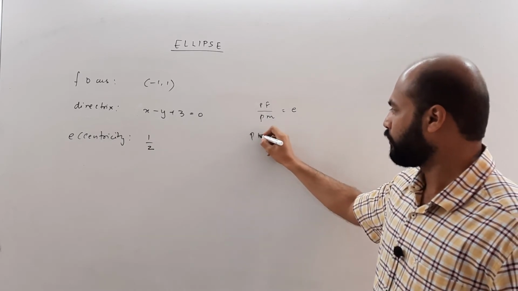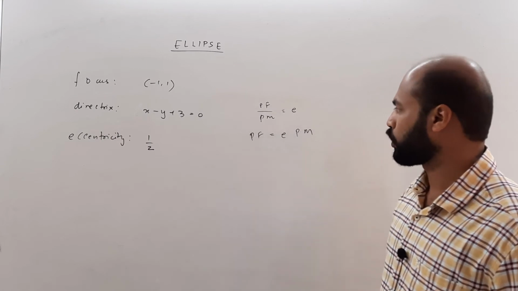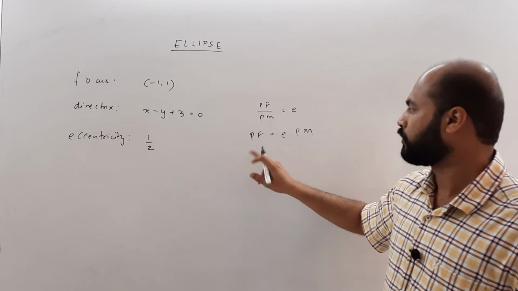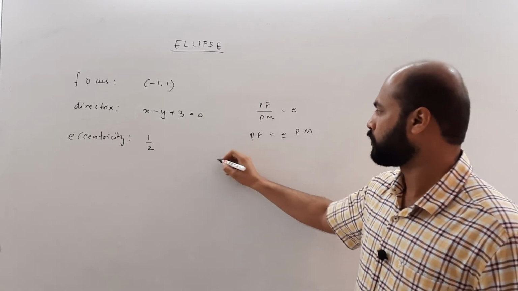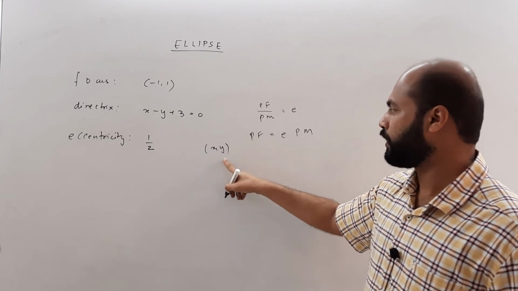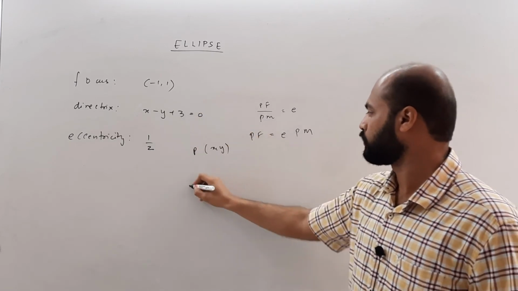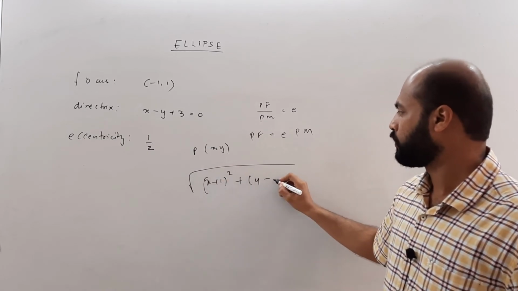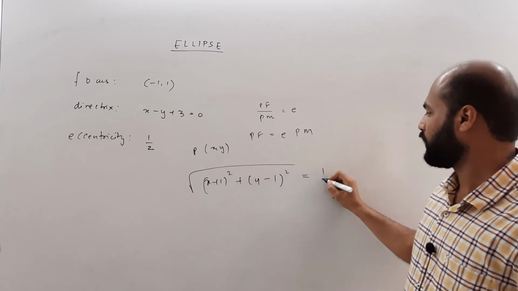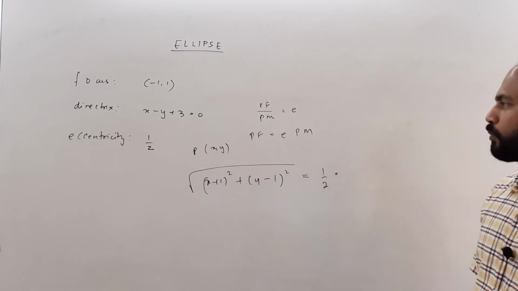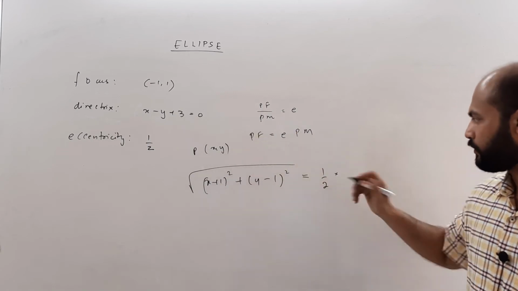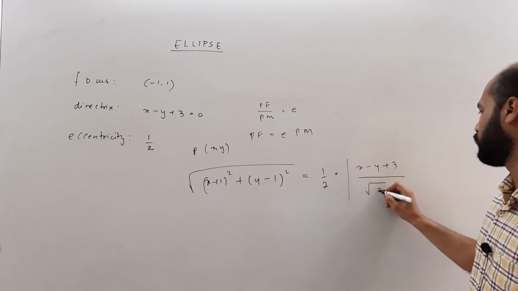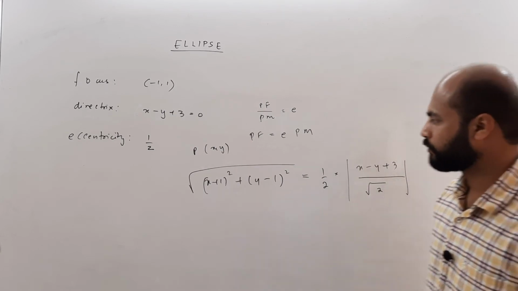So we can write PF is e times PM, going by the definition of ellipse, and PF this time is going to be the distance between the point (x, y), which is P, and the focus, which is going to be the square root of x plus 1 the whole square plus y minus 1 the whole square. e is given as half, and PM is going to be the distance of that point P from the line, which is modulus of x minus y plus 3 divided by root 2. Now let's square it up.